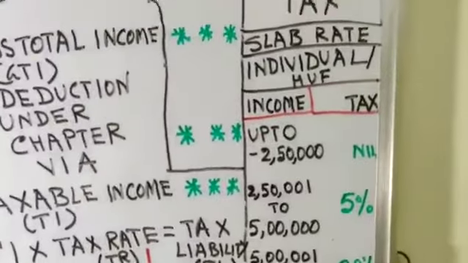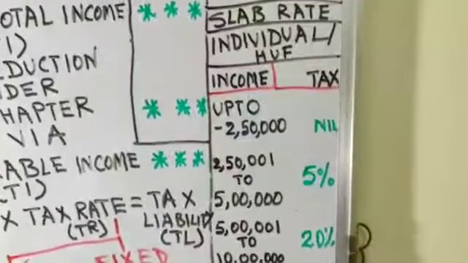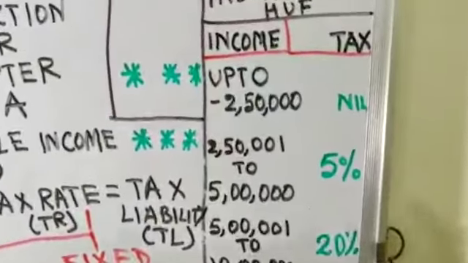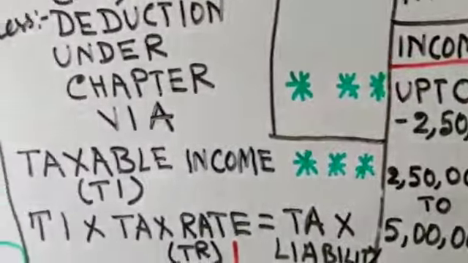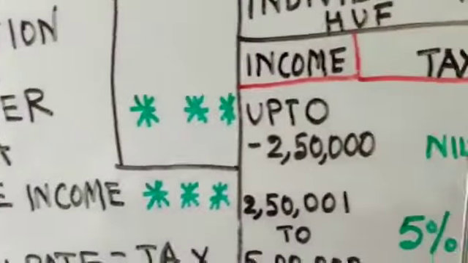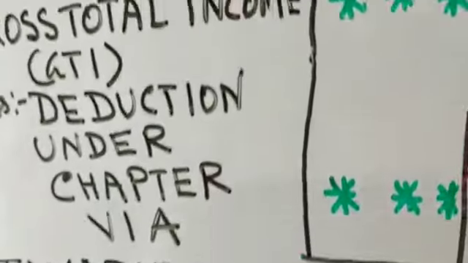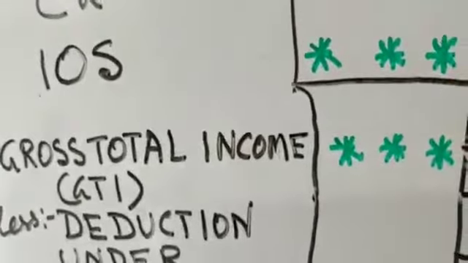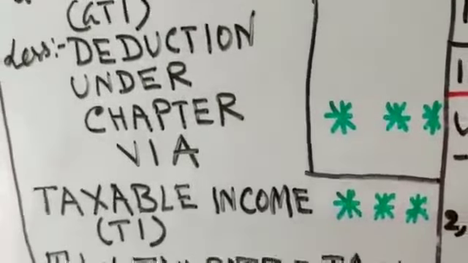Now what is slab rate? This is the slab rate. Slab rate is applicable for individual or HUF. The slab rate is that if the income, what is the income? That is my taxable income. When I talk about the income, that is nothing but my taxable income. Taxable income means my gross total income minus chapter 6A deduction. I will get the taxable income.